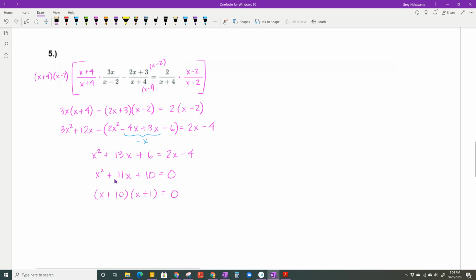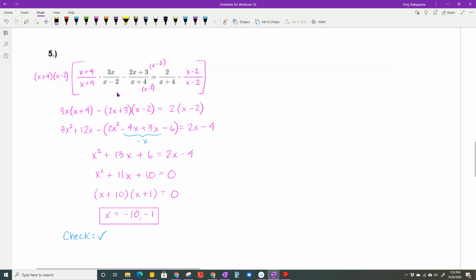Okay, what do I have to do next? I have to check them, and oh, I didn't say what x was before I checked them. Okay, that's why I'm not getting it. So what does x equal? x equals negative 10 or negative 1. Then I go and check them. Does negative 10 make either one of these denominators 0? No. Does negative 1? No, it does not.